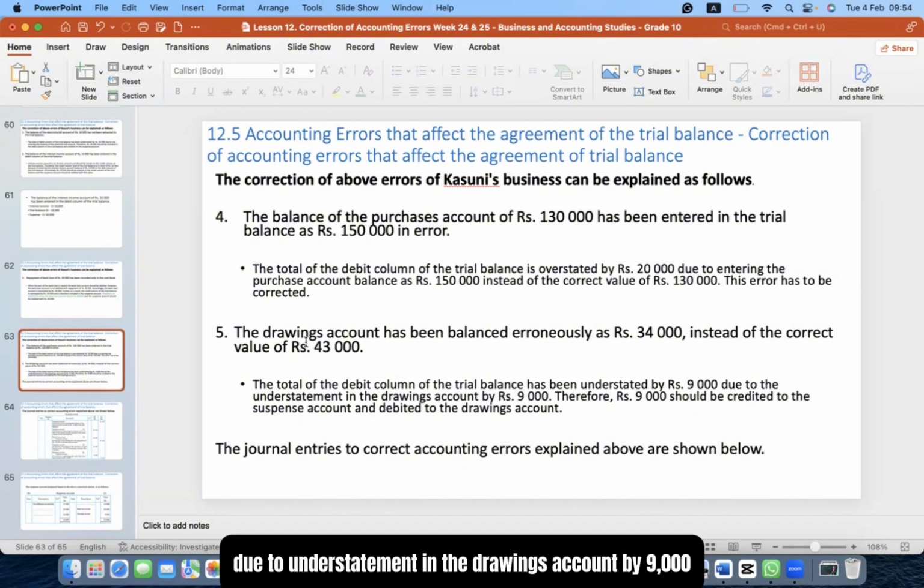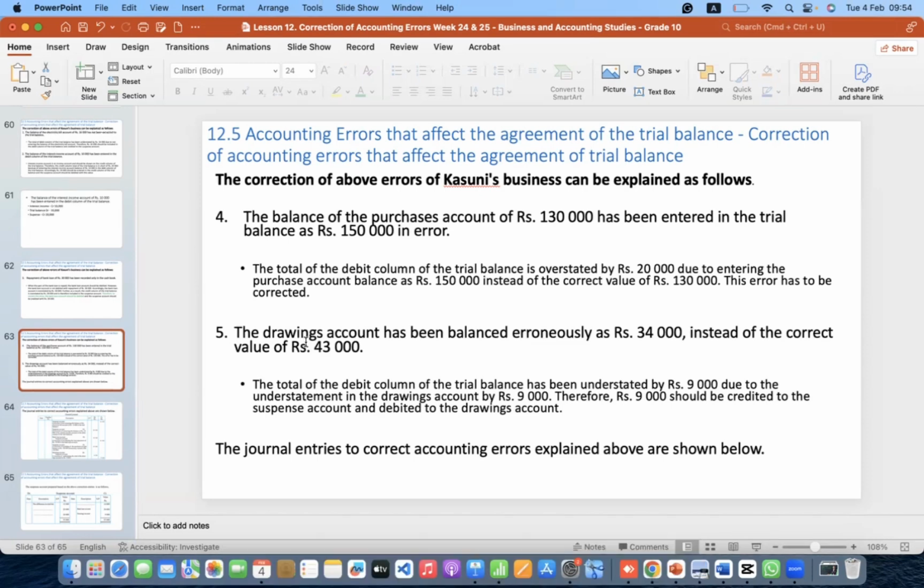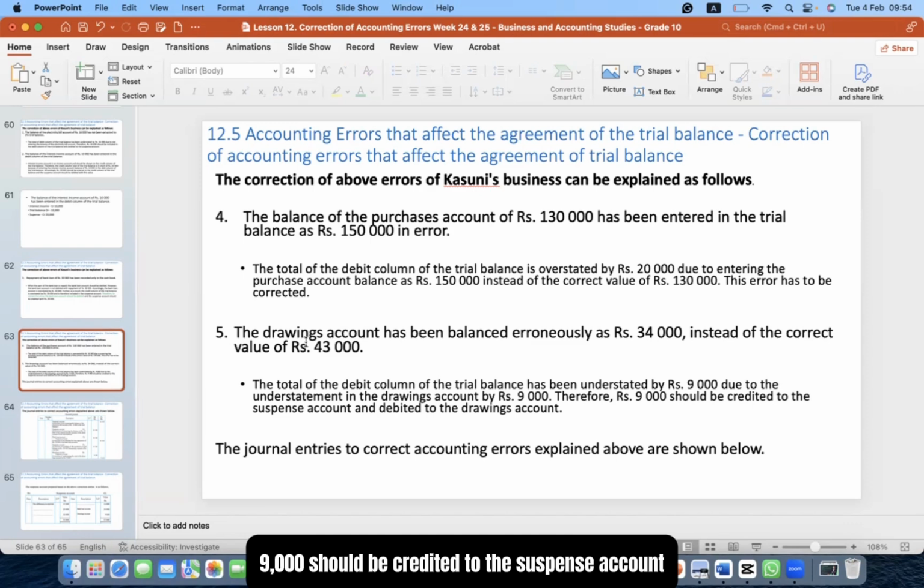Due to the understatement in the drawings account by 9,000, therefore 9,000 should be credited to the suspense account and debited to the drawings account.